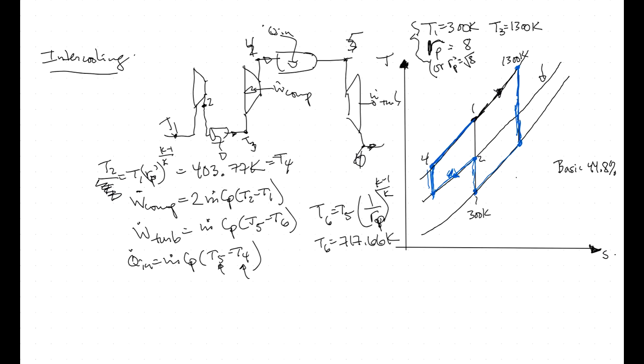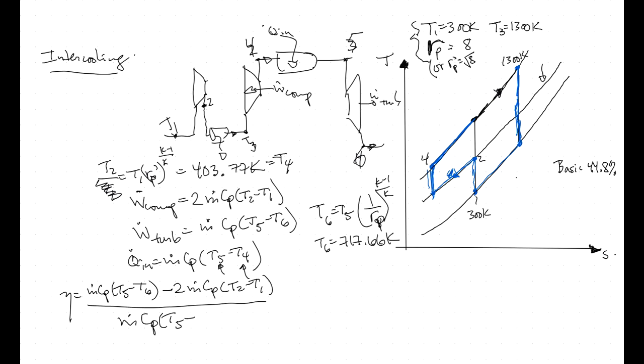Because I'm getting the same amount of power out for a much bigger Q in. And I don't think we're reducing the power in by that much. So the efficiency is the net work. So the power from the turbine, M dot CP (T5 minus T6), minus the power in to the compressor, 2 times M dot CP (T2 minus T1), over Q in, M dot CP (T5 minus T4), but T4 is equal to T2. So all of the M dot CPs cancel out. So it's going to be (T5 minus T6 minus 2 times (T2 minus T1)) over (T5 minus T2).